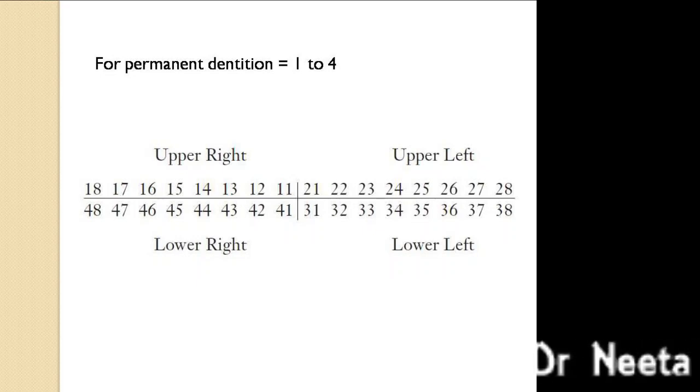Whereas on the left side of maxilla for permanent dentition, it will be 2 1, 2 2, 2 3, 2 4, 2 5, 2 6, 2 7, 2 8. Where for mandibular permanent left side, it will be 3 1, 3 2, 3 3, 3 4, 3 5, 3 6, 3 7, 3 8. Where for right side of the mandible in the permanent dentition, it will be 4 1, 4 2, 4 3, 4 4, 4 5, 4 6, 4 7, 4 8. Here we end with the tooth numbering system.